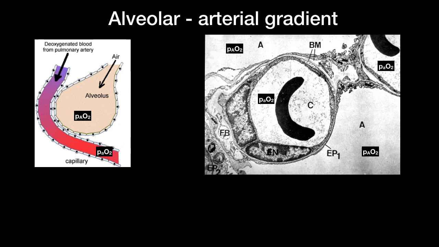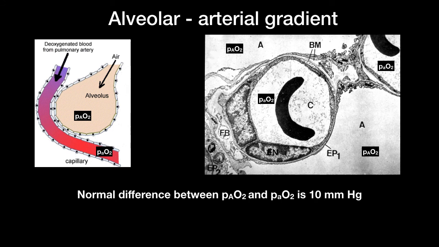The difference that is normal in a healthy person is about 10 millimeters of mercury, meaning that if you have 100 millimeters of mercury in the partial pressure of oxygen in the alveoli, big PAO2 is 100, little PaO2 should be 10 less, about 90. Now, there are a couple things to think about. One is that the A-a gradient increases with age, and it increases with FiO2.